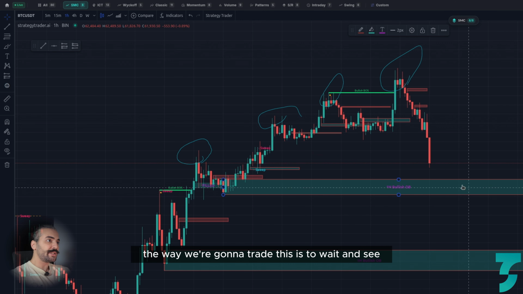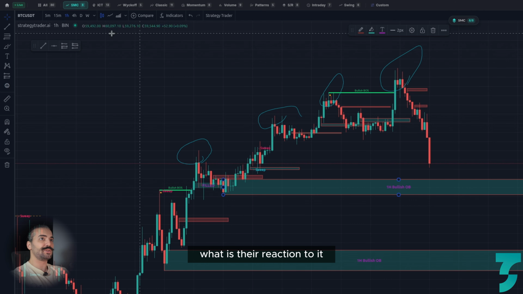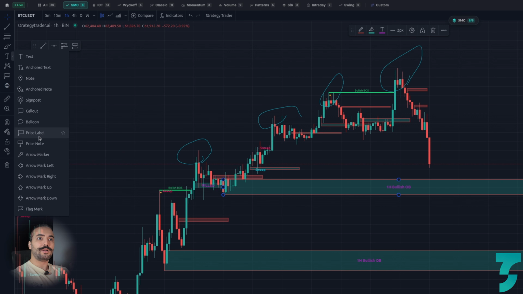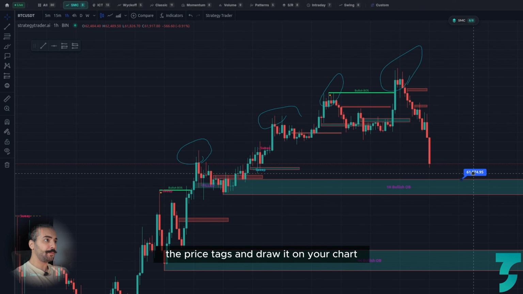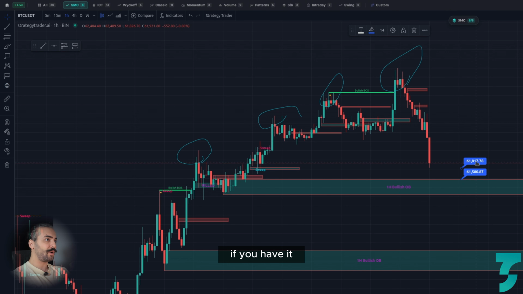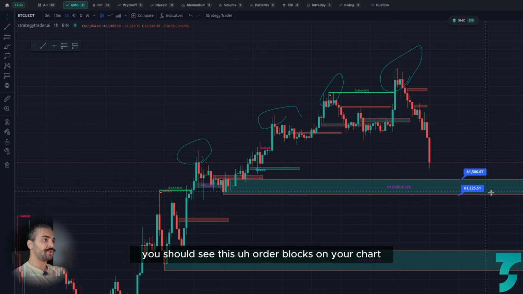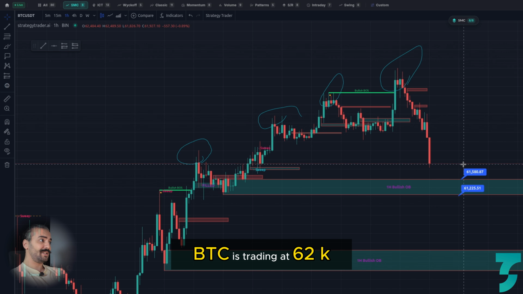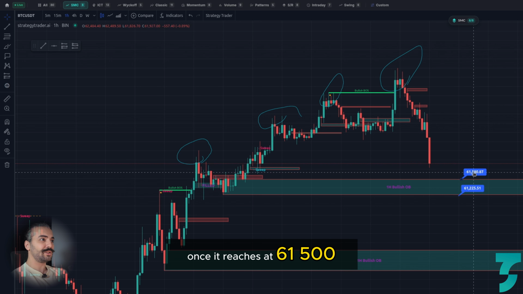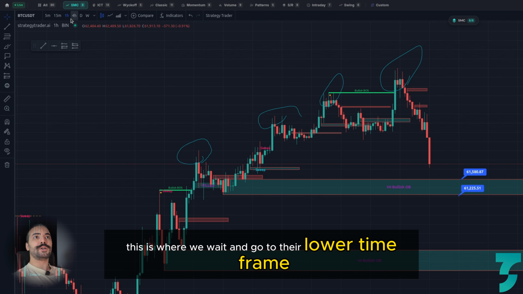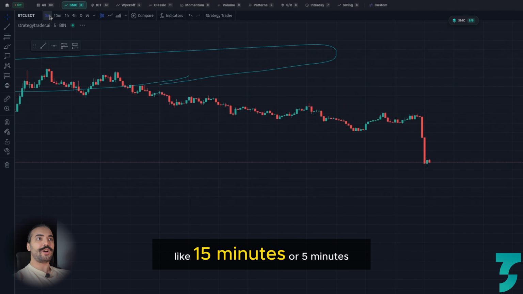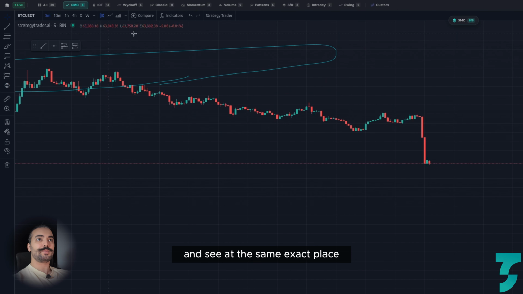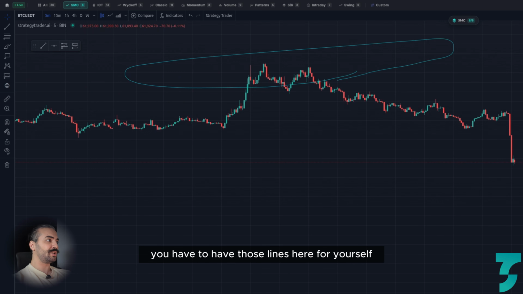The way we're going to trade this is to wait and see what the reaction to it is. Just so you know, definitely put the price tags and draw it on your chart. If you have the strategy trader, you should see these order blocks on your chart. But if you don't, definitely draw these lines on your chart. Right now BTC is trading at 62K. Once it reaches 61,500, this is where we wait and go to the lower time frames like 15 minutes or 5 minutes and look at the same exact place.